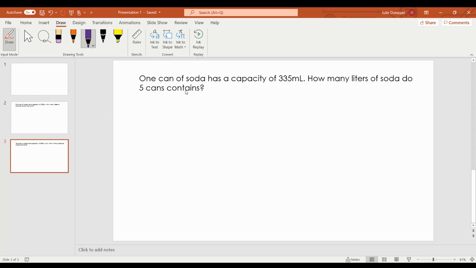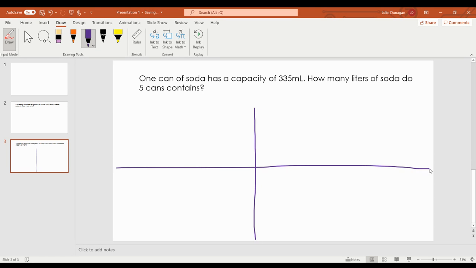So I'm going to draw a 4-square to help me keep my work organized. Okay, in my first square, I like to write the information from the problem that I know. So we know we have 1 can that equals 335 milliliters.